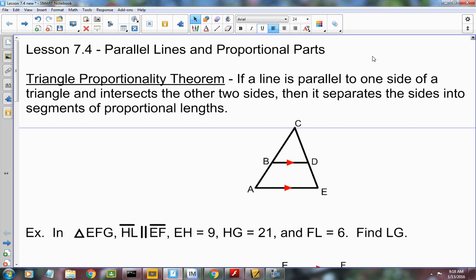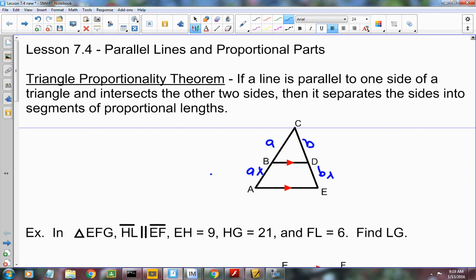Okay, so we notice here on our triangle that BD is parallel to AE. Okay, and BD intersects both sides of the triangle. And so what this says is if that happens, then these two sides here are broken up into proportional parts. So like A is to AX as B is to BX. Okay?